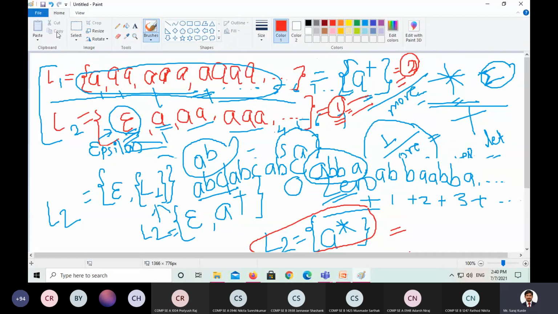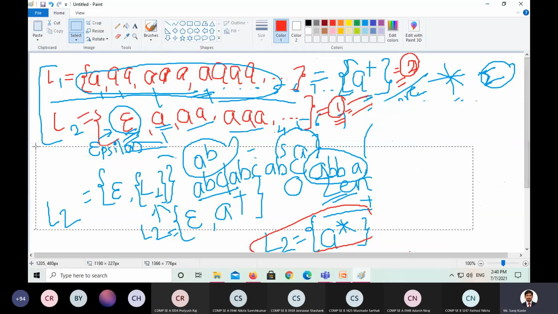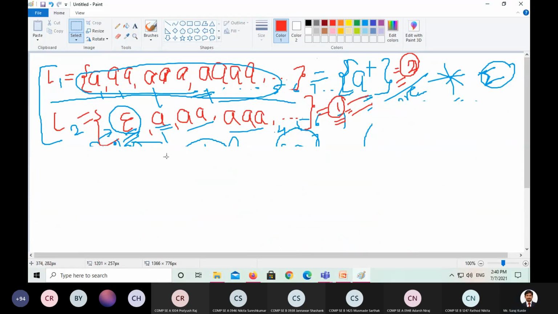But as per definition, what we have is some initial state, Q naught, and we have some final state. It may be one or more than one final states. Now, when we have only one state in the transition diagram, then that state itself is the initial state and it is a final state. Initial state itself becomes a final state.